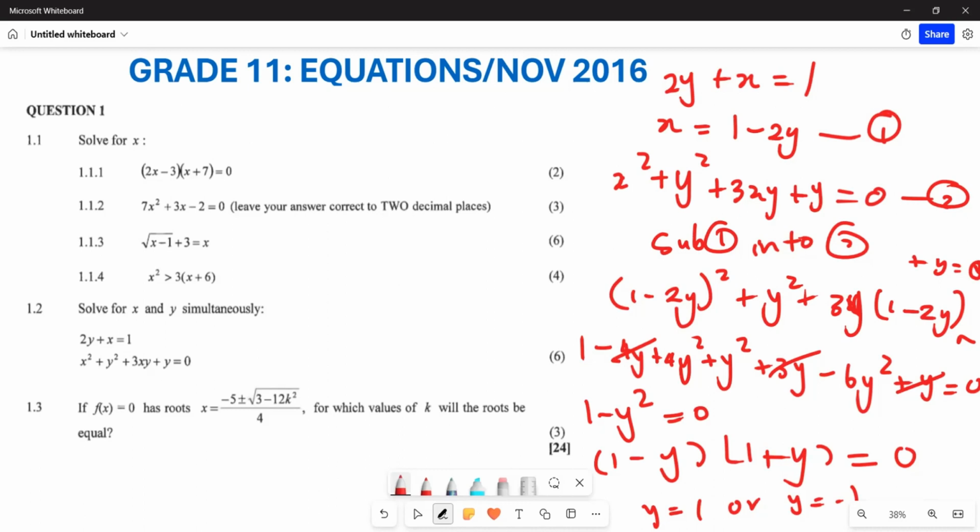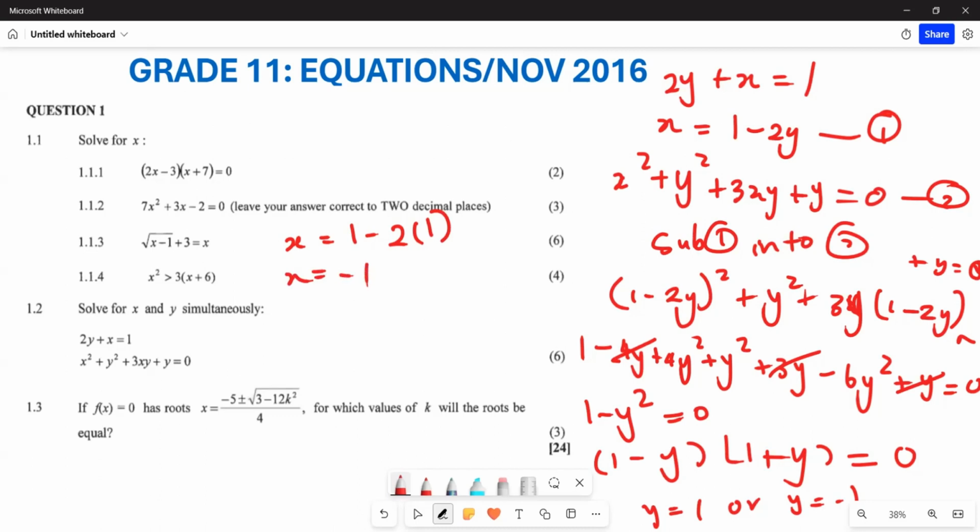Now, what else are you going to do? Now that you have your y, you're going to come back to the value of your x and substitute. Now you're going to say x is equals to 1 subtract 2y. What did we find for our y? We find firstly 1, which means your x is going to be 1 subtract 2. This is going to be negative 1.